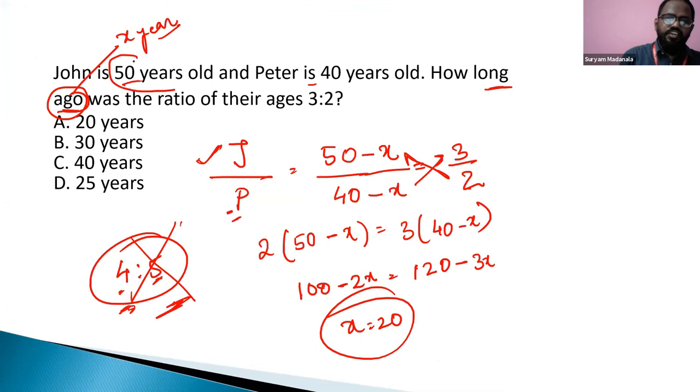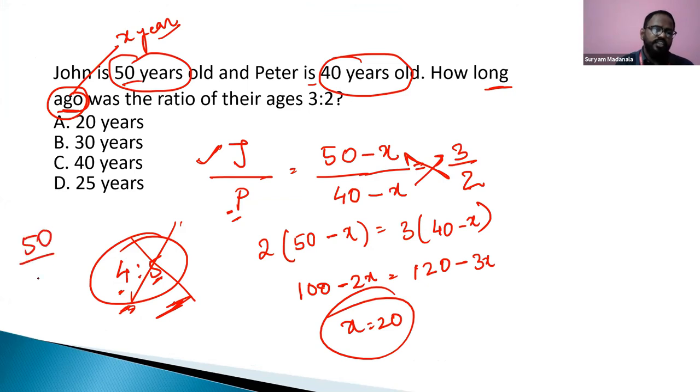Here, John is 50, Robert. Peter is 40. Okay? That means if I try to reduce their age, you get 5 by 4? They are already in the ratio of 5 is to 4, 50 and 40. So you don't need to add. The next becomes 0. Robert, the next becomes 0.